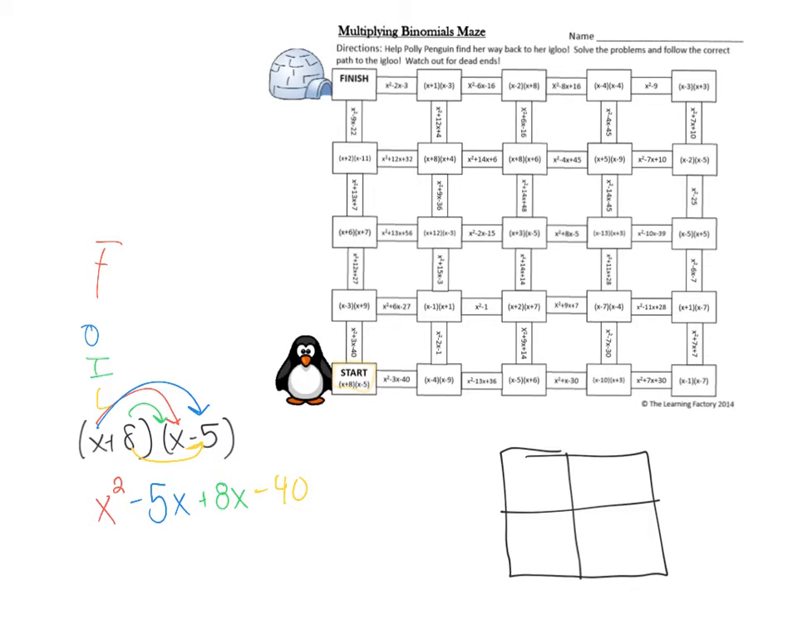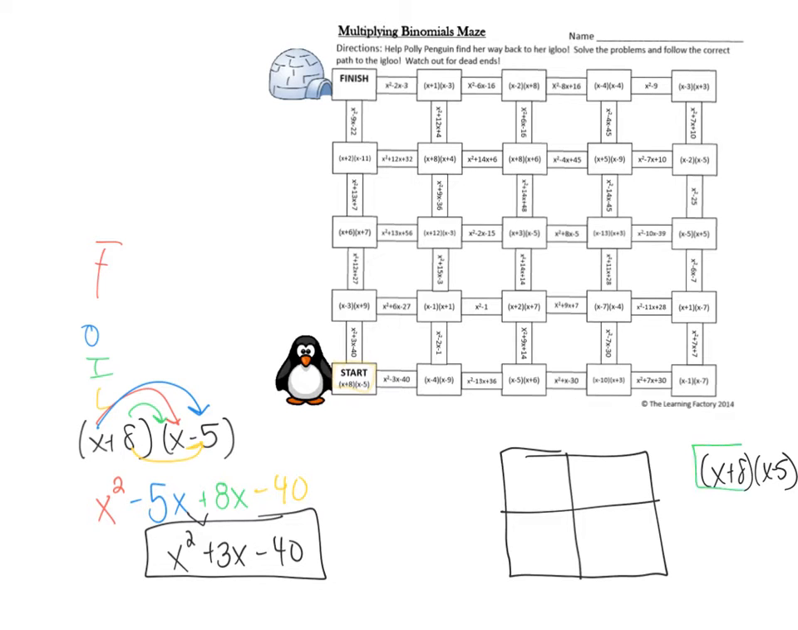Then we need to combine my like terms, okay? So x squared, -5x plus 8x gets me plus 3x minus 40, okay? So this would be my answer. Before I go highlight what my answer is, I'm gonna come over here and show you with the box method, okay? So I'll write it over here, x plus 8, x minus 5.